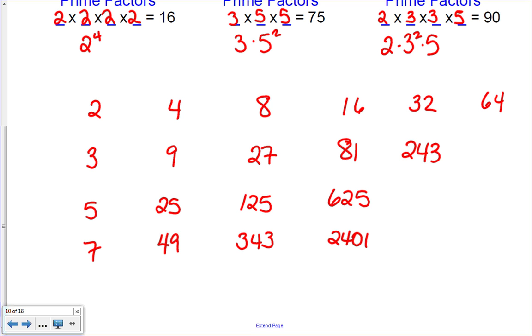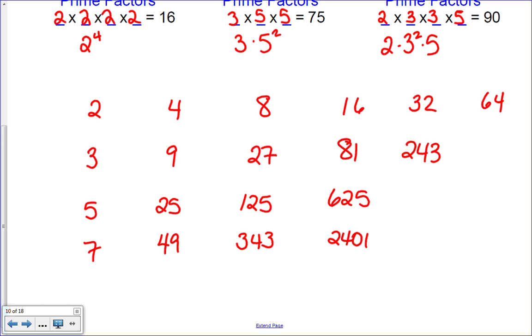These are all really good ones to have memorized. It'll make your work go a lot faster if you know that 2 squared is 4, that 3 cubed is 27, that 5 to the power of 2 is 25, and so on. These are all great ones to know.